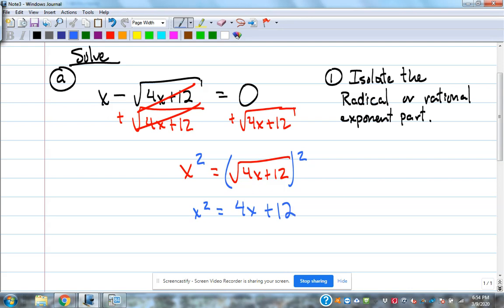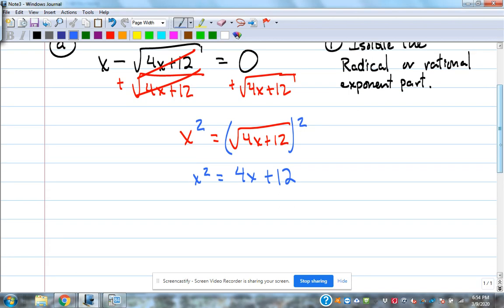Now I have a quadratic equation left. So here's where some of the stuff that we've done in the past comes back up. We've got to be able to solve this quadratic using some method, either factoring or quadratic formula. Those ways would be nice if we remembered how to do those. But to do either of those, what do I have to have it equal to? 0. So I'm going to subtract 4x from both sides. And I'm going to subtract 12 from both sides so that they cancel out. And now I have x squared minus 4x minus 12 is equal to 0.